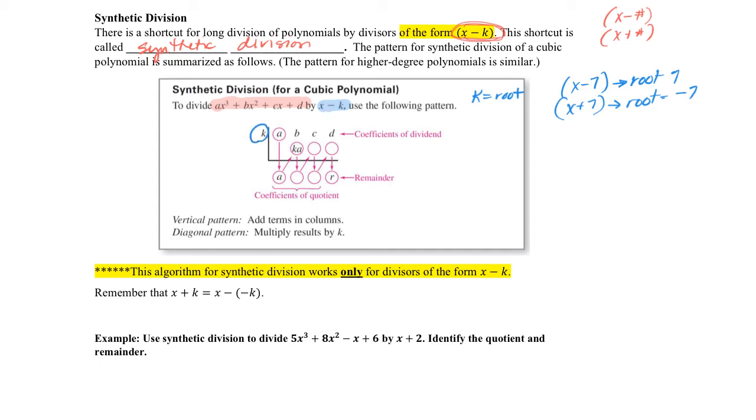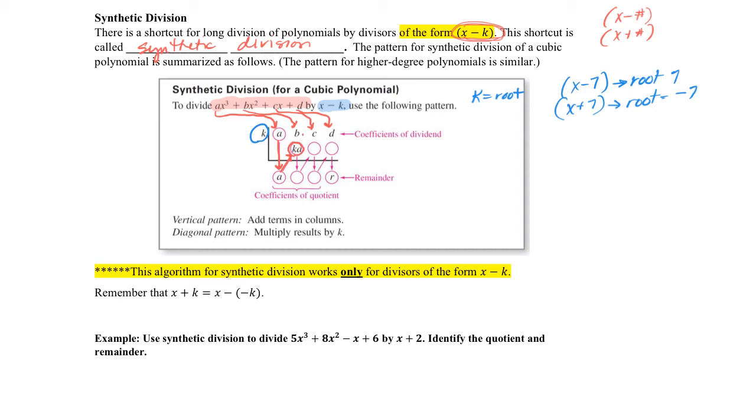And then what you do is you list the coefficients of the dividend. So here, I've listed whatever this coefficient a is, and then the coefficients b, c, and d. Just the coefficients, not the x's. First thing I do is I bring that coefficient for a down. Then I take a times k, and that's what goes here.